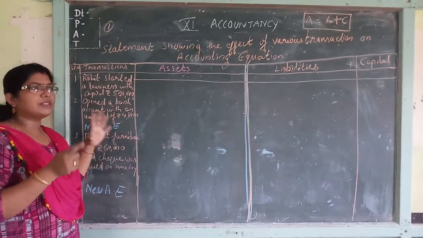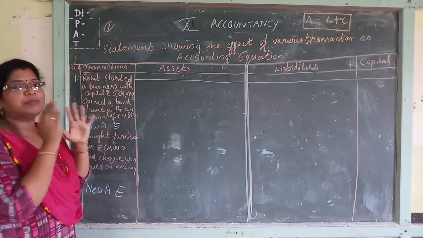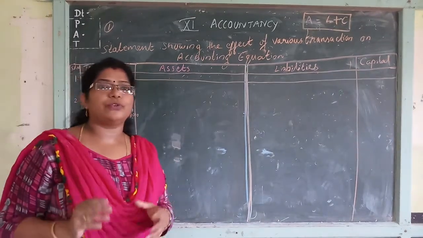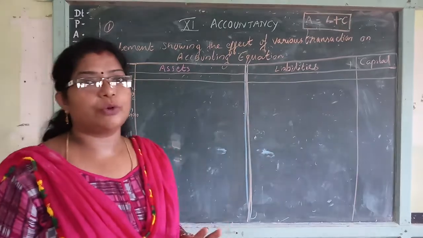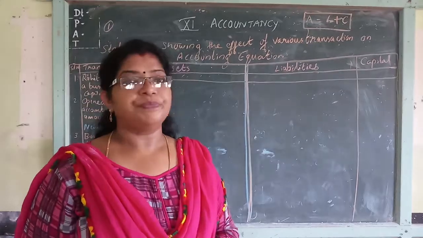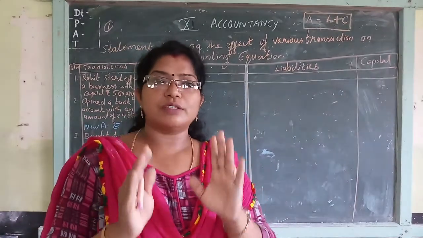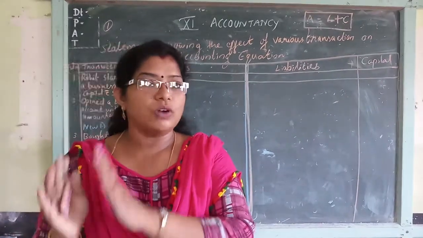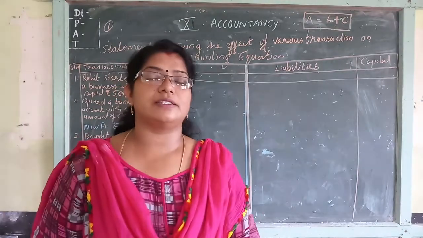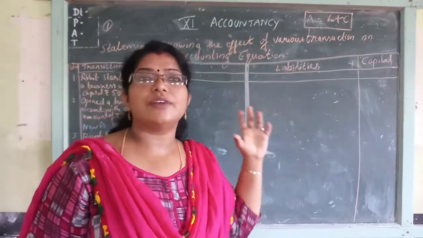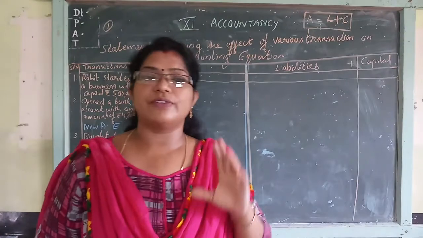Whatever transaction you are thinking about, think from the business point of view, the accounting point of view, not from Rohit's point of view. Rohit is the owner or proprietor, so don't think from Rohit's point of view. Always think from the business point of view. What is the effect on the business? How is the transaction affecting that business? That is what you want to think.